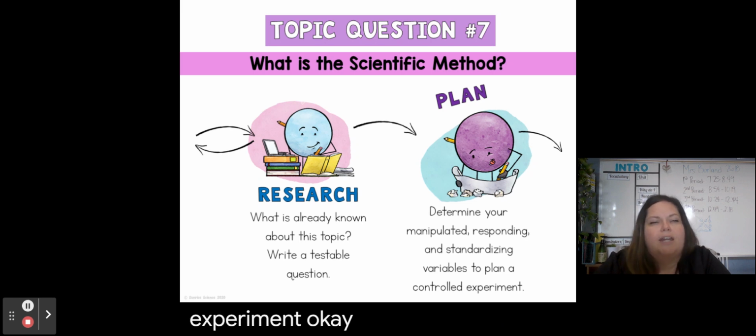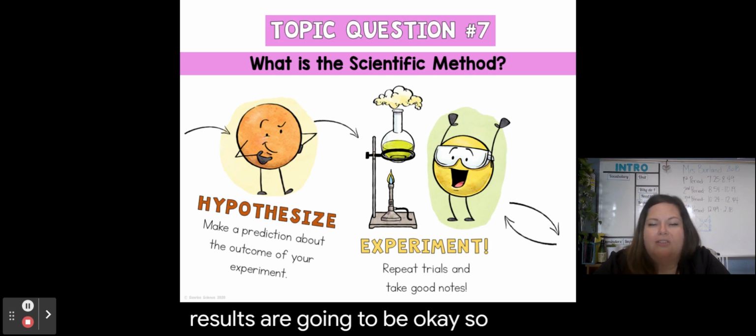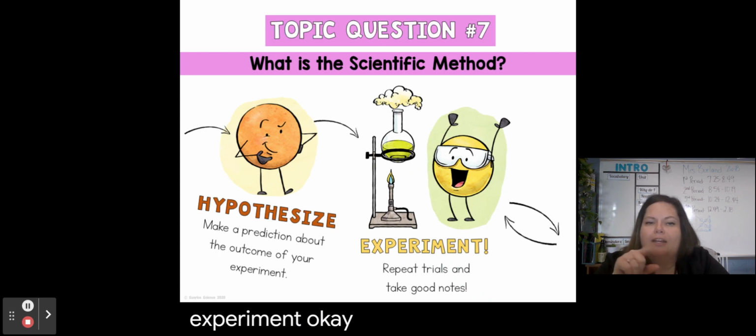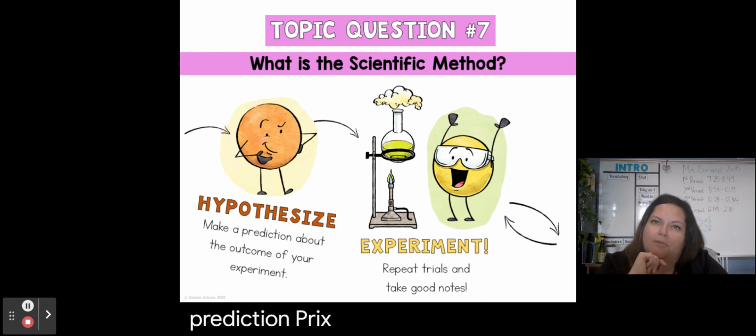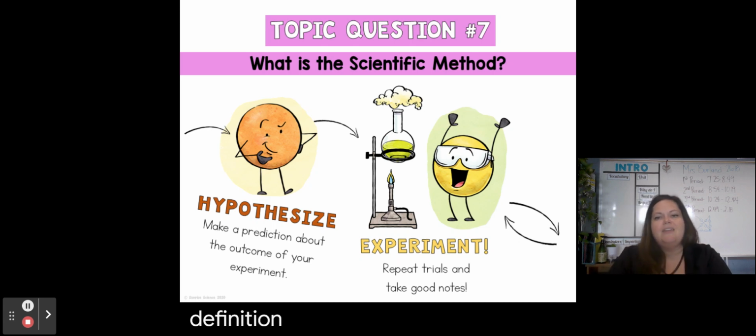And then after we make sure we're good to go with our research, we plan our experiment, okay? We've got to determine our independent variable, our dependent variable, our controls, and our constants, okay? We've got to hypothesize: what do we predict our results are going to be? So a hypothesis is a prediction of the outcome. Then we can do our experiment. Back it up real quick. Prediction, pre, comes before. So we have to make sure we do our hypothesis before we do our experiment. Okay, it's kind of in the definition.